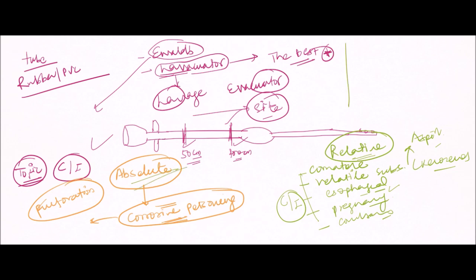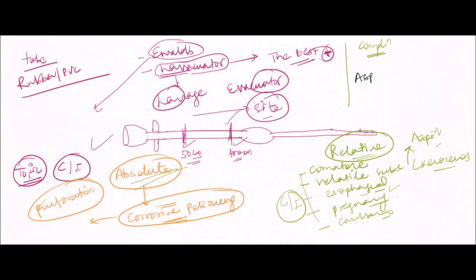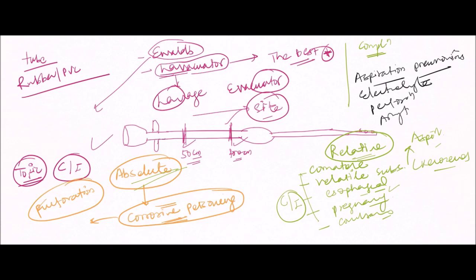Now the important complications. Among the complications, the most common complication of gastric lavage is aspiration pneumonitis. Other complications can be electrolyte imbalance, perforation, and sudden arrhythmia. So these are the complications of gastric lavage.